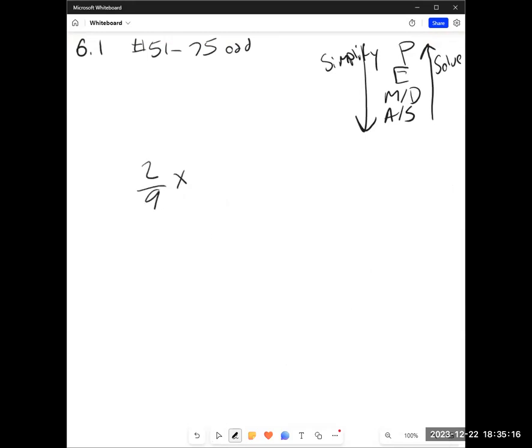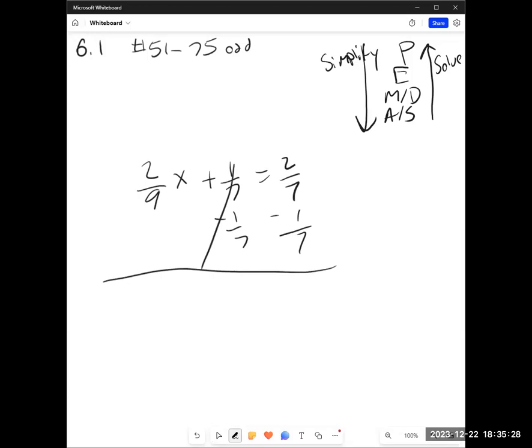Two ninths x plus 1/7 equals 2/7. So I'm going to subtract 1/7 from both sides. 2 ninths x equals 1/7. And then I'm going to multiply by the reciprocal here, 9 over 2. 9 over 2, that takes care of both my multiplication and my division together in one step. 9 times 1 is 9. 2 times 7 is 14.